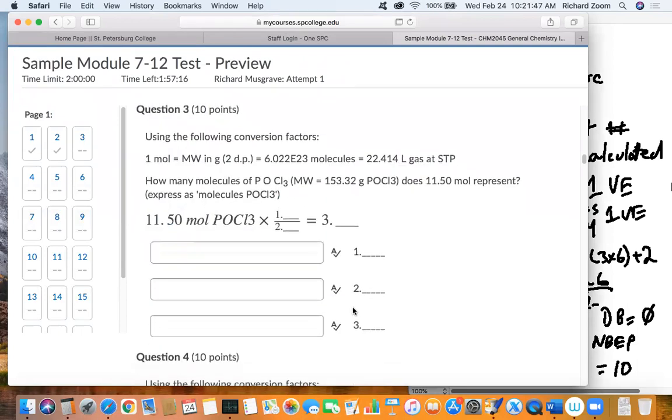Okay, the next one. How many molecules of POCl3 does 11.50 moles represent? So we're looking for molecules of POCl3, so I'm going to write that down there first.